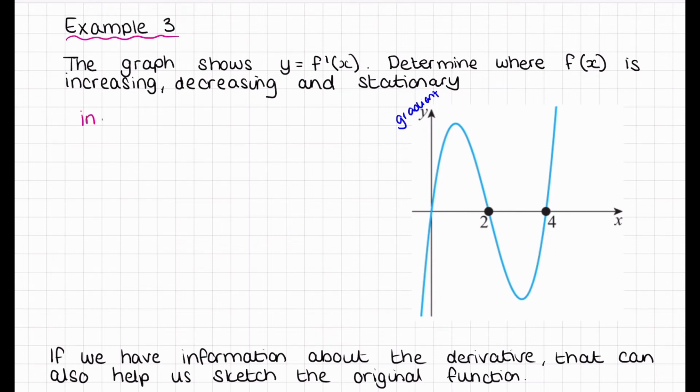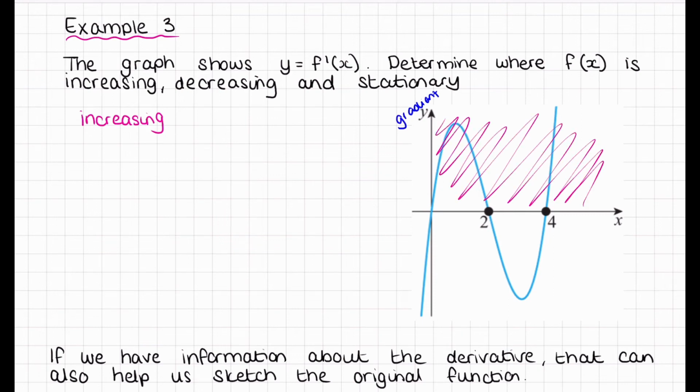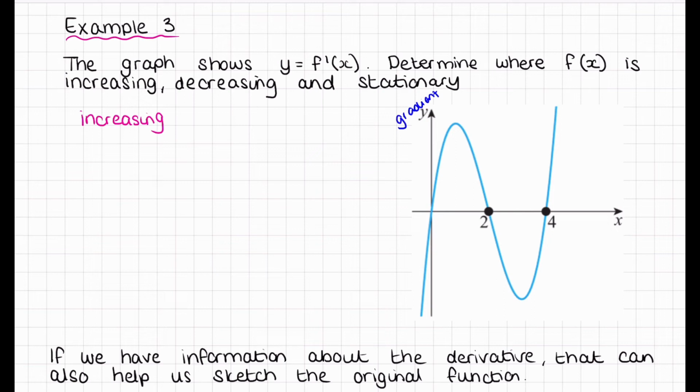Remember, on our derivative graph, when the function is increasing, we know that's when the gradient is positive. So it's everything above the x-axis, which means that will be between 0 and 2, and also when x is greater than 4. Because that's all the points when the graph is above the x-axis.